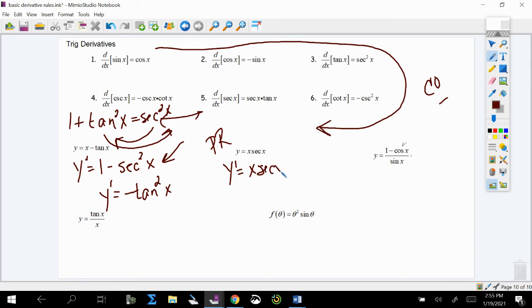Derivative of secant is secant tangent, plus the second times the derivative of the first. Derivative of x is just 1, so I'm not even going to write it. So there's my derivative of that.